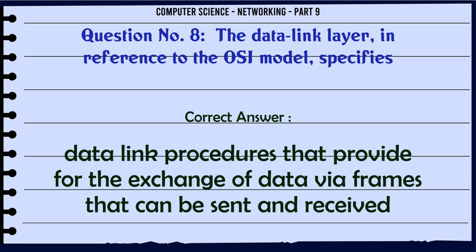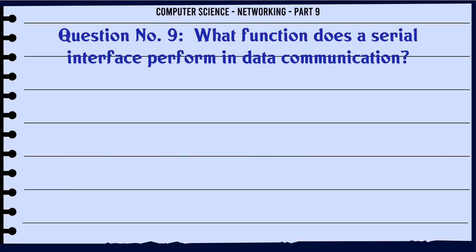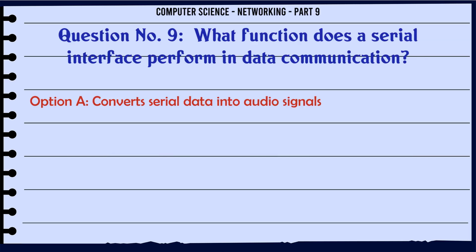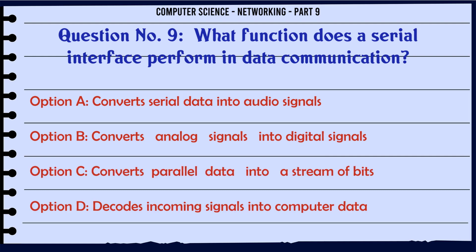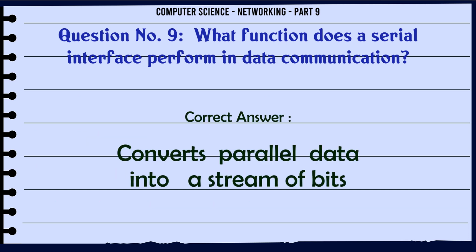What function does a serial interface perform in data communication? A. Converts serial data into audio signals. B. Converts analog signals into digital signals. C. Converts parallel data into a stream of bits. D. Decodes incoming signals into computer data. The correct answer is converts parallel data into a stream of bits.